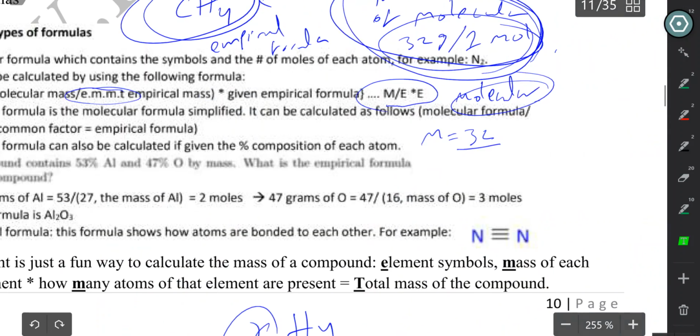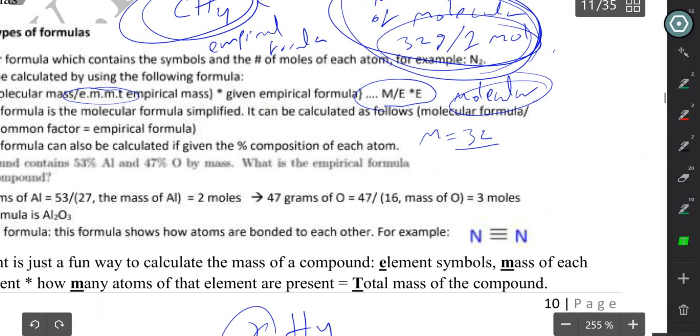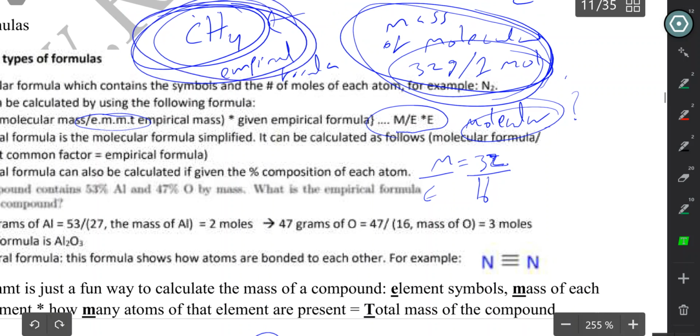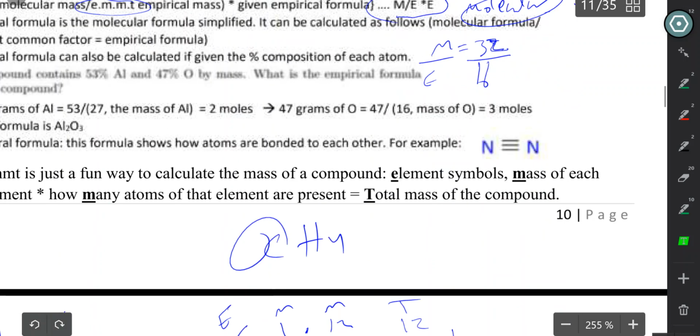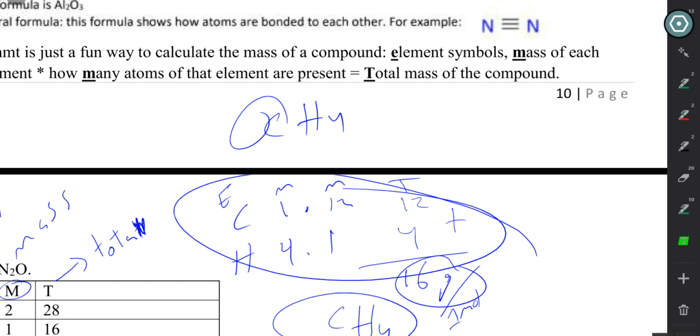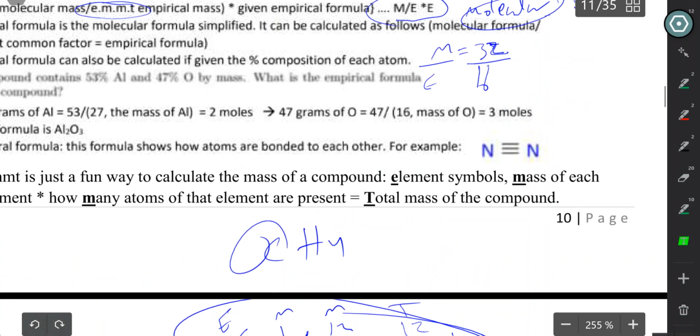So we go back to our calculations here. 32 grams was the given mass of the molecular formula, that unknown formula that I don't know. 16 grams is the mass of the empirical formula, which I just calculated right here. Empirical formula CH4, I calculated its mass as 16. By the way, you don't have to do the table. This is just used for clarification. You can just get the masses.